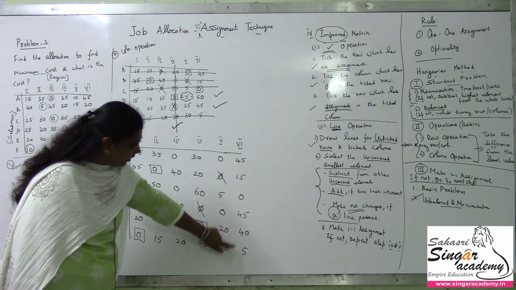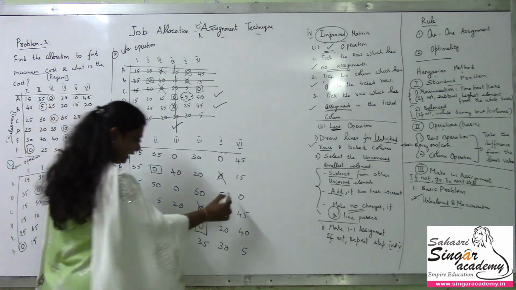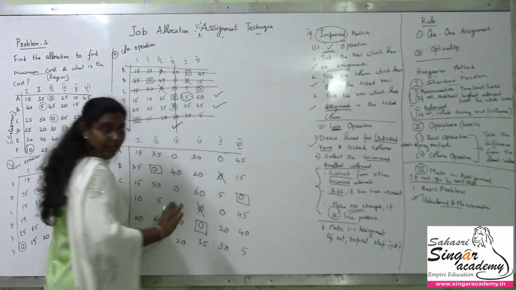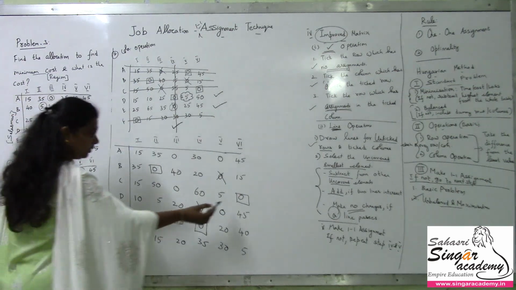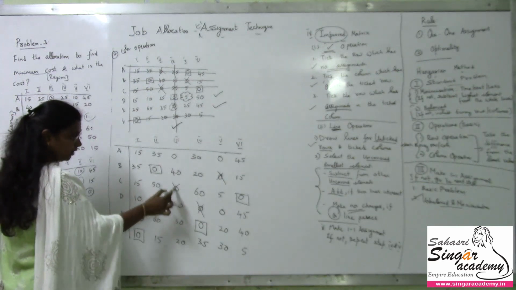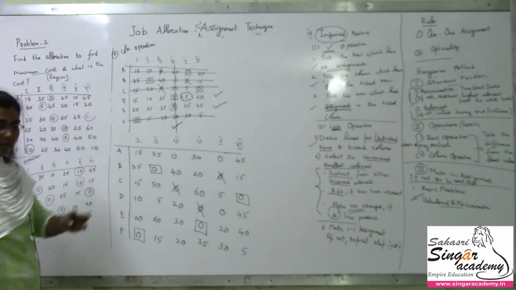For the sixth region, you only have to look at the column. There is only a single 0, so allocate. When you allocate, if there are any other zeros in this row, cancel them. You have zeros in this row, so cut off the 0. Is it okay? Column wise is done.